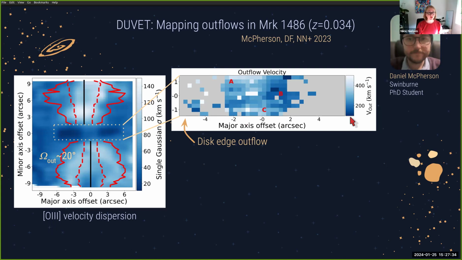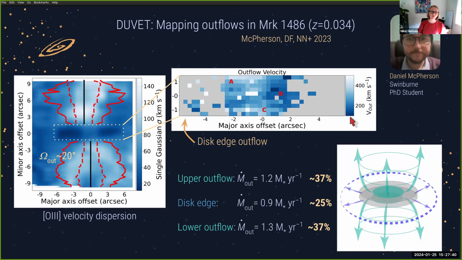And so it's important to account for this disk edge outflow because when you measure the mass outflow rates, so how much mass is being ejected by this star formation, while the typical outflowing bubbles above and below the disk make up most of the outflowing mass, the disk edge outflow consists of about 25% of the total mass outflow rate. And so if you're only considering the gas that's going above and below the disk, you're still missing a considerable amount of material that's coming off of the galaxy. So that was a really interesting result that we did not expect with this survey.